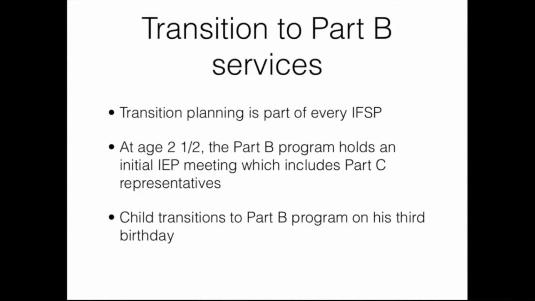As I mentioned previously, transition planning is part of every IFSP, but the planning becomes a lot more intentional towards the child's 3rd birthday. So at about age 2.5, the Part B program usually holds an IEP meeting, and they will typically invite the Part C representative. So this is a member of the Part C team who is currently serving the child, along with the Part B service providers who will be serving the child. And then prior to the child's 3rd birthday, an IEP meeting is held to put the IEP in place so that the child can transition to the Part B program on his 3rd birthday.